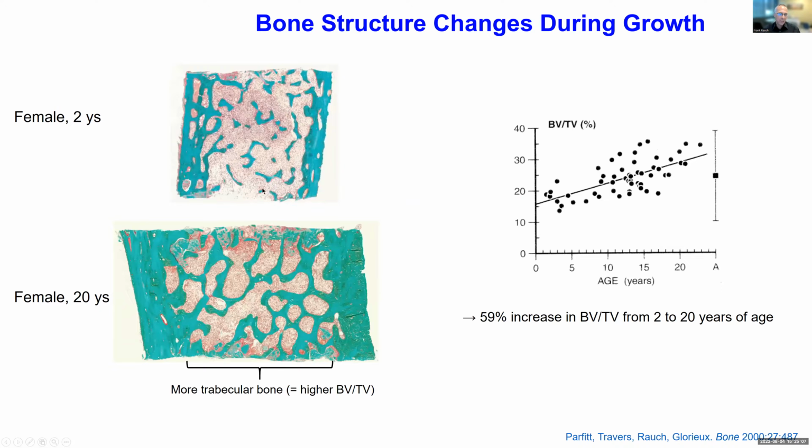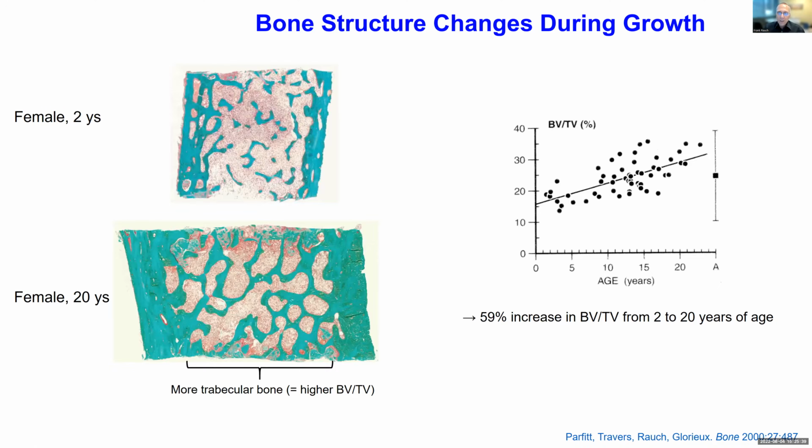Another change during growth is an increase in the amount of trabecular bone. So this BV/TV parameter increases by 59% from 2 to 20 years of age. And you can see that here in the sample of the 20-year-old compared to the 2-year-old. You see that the trabecula are thicker in the 20-year-old, and that increase in trabecular thickness is the reason why there is more trabecular bone overall.